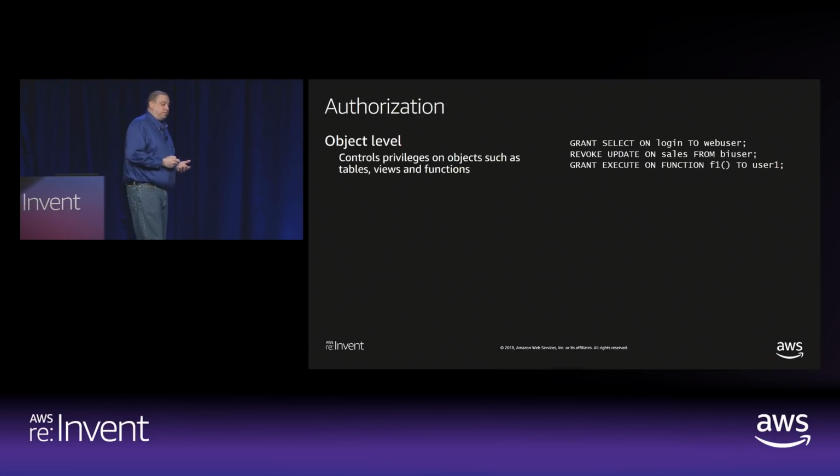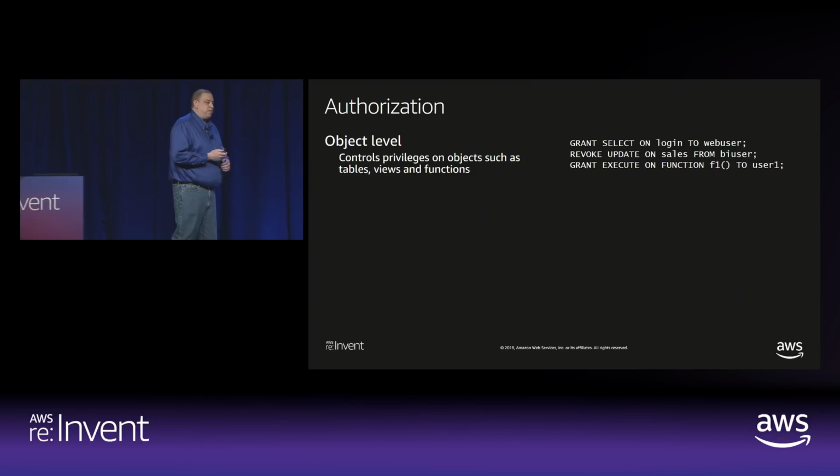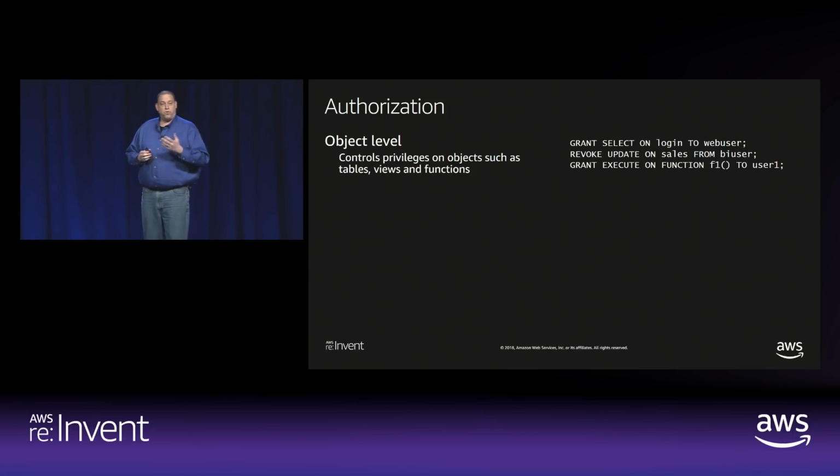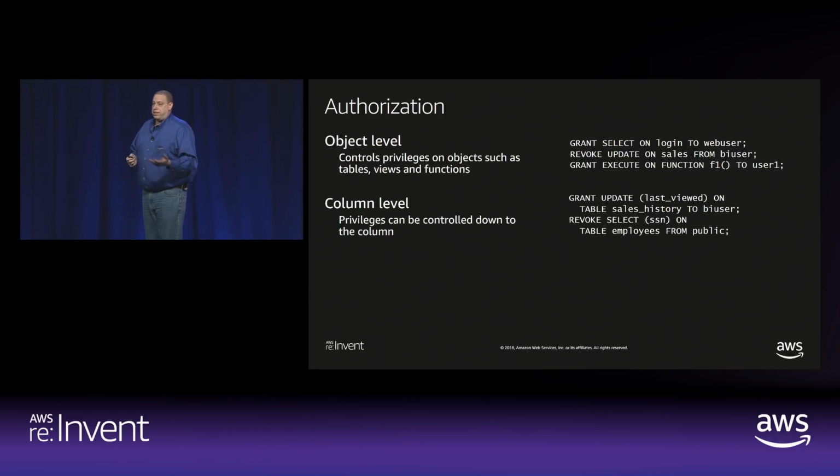So once you're connected, you need to authorize different objects within there. You have the same ability that you do in other databases of locking down individual objects. Postgres allows you to grant and revoke privileges on individual objects to different users and roles. So you could revoke update privileges from your BI user. You could also go more fine-grained at the column level. So you could revoke select privileges from everybody for a sensitive column like social security number.